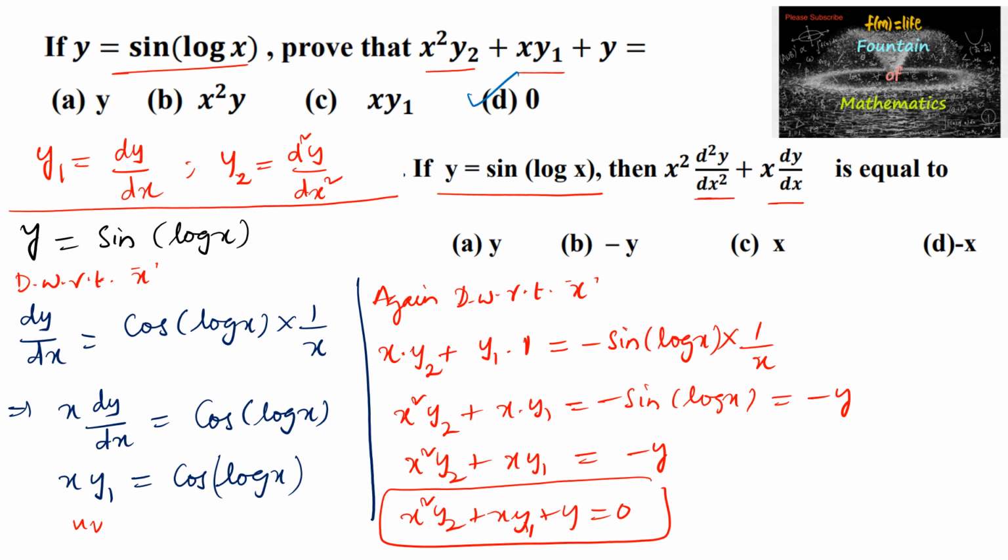And in this case we can say x square y2, which is nothing but d square y by dx square, plus x into y1, which is dy by dx, is equal to negative y. So in this latter case we can say the option is B, minus y.